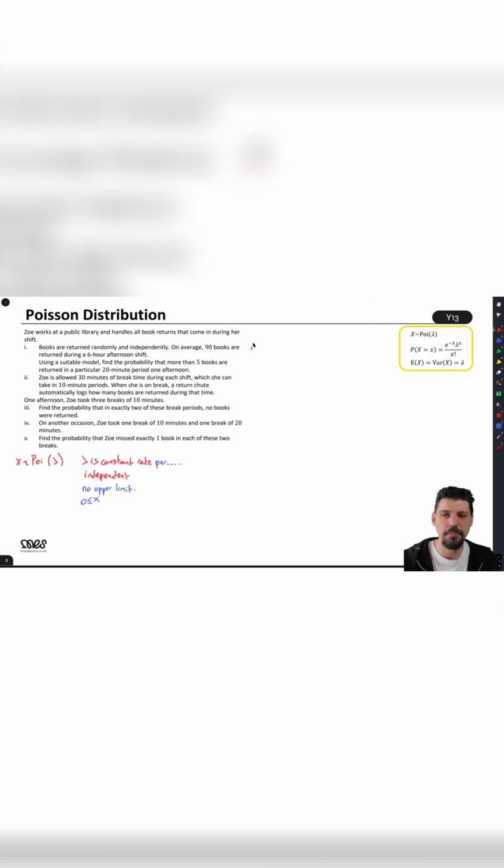So let's have a look at this. So first things, we know it's 90 books for 6 hours. So I'd write 90 per 6-hour shift. Now, we want to know how many books are returned in a 20-minute period. So that's 15 per 1 hour. On average, 15 per hour. So in a 20-minute period, it's 5 per 20 minutes.